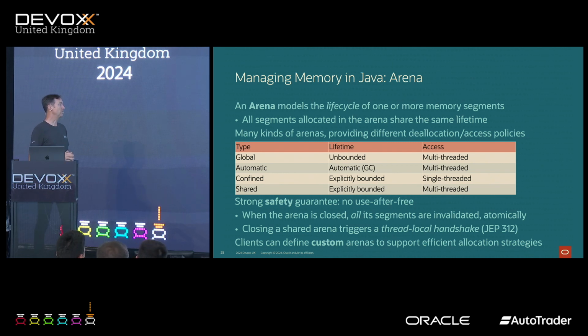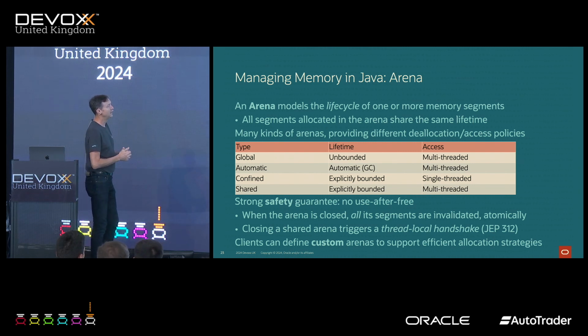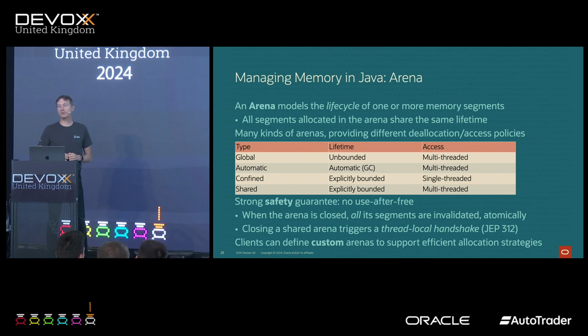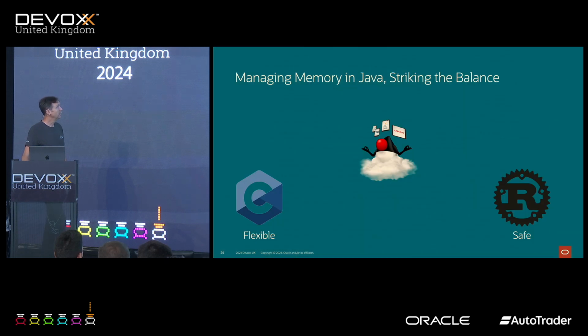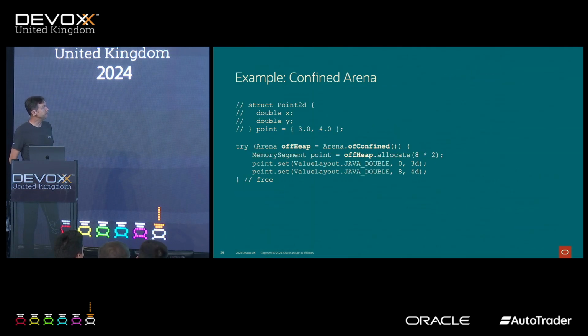And the good thing is that you can define your own arena. You can delegate to one of these, and then you can have your own arenas. Maybe you want an arena that prints out some debug information, or maybe you want to do memory mapping, or something else. Maybe you want to reuse your segments. Then you can write such an arena and just slot it into your application. So I think we struck the balance between flexibility and safety.